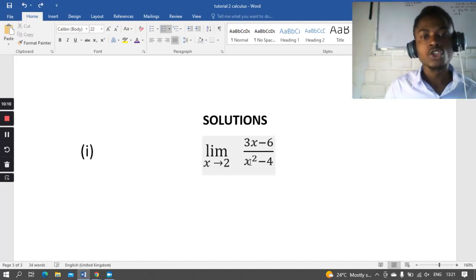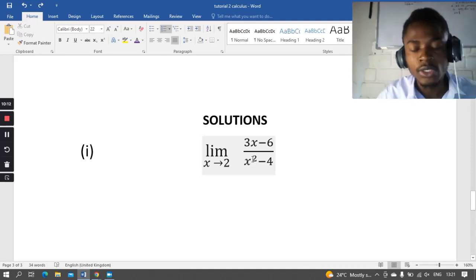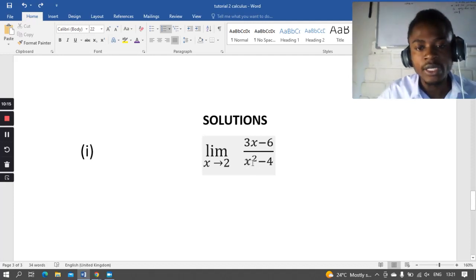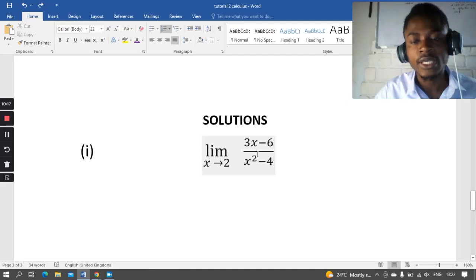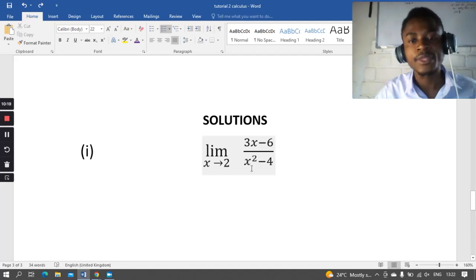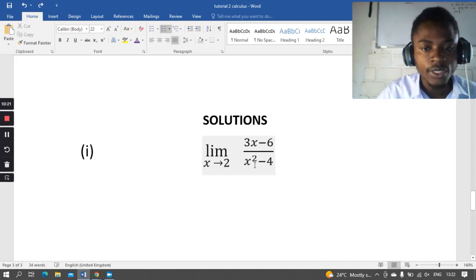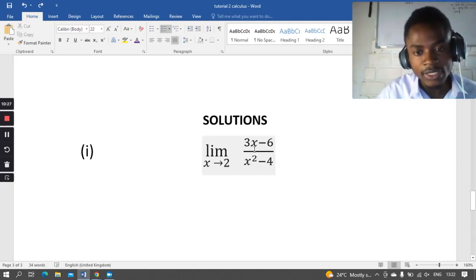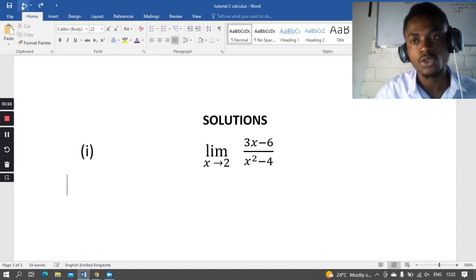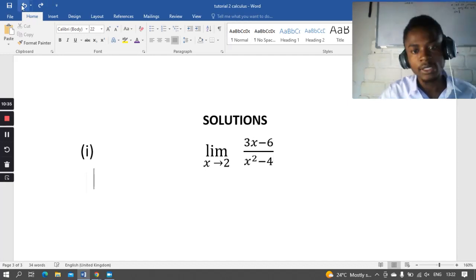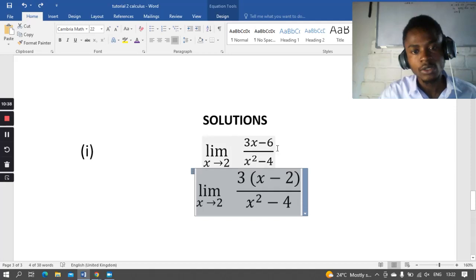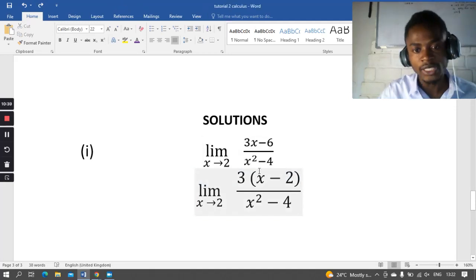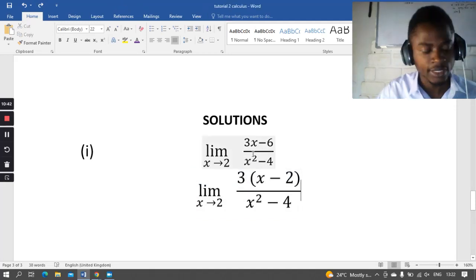So what can I do? I need to find a way to escape this trap. If you look at the denominator, it is a difference of two squares, and the numerator can also be factorized. Let me quickly write down what I've just said. The first step I've done is that I've factorized the numerator.